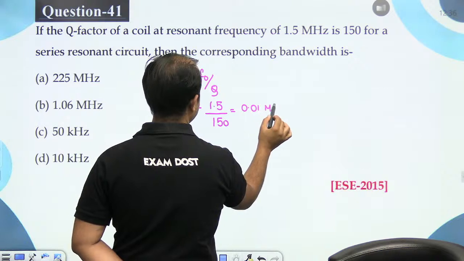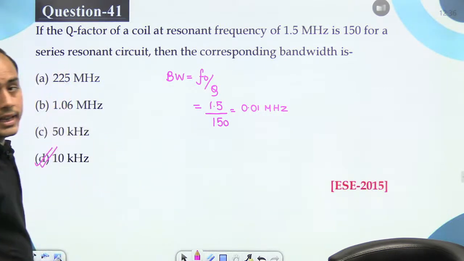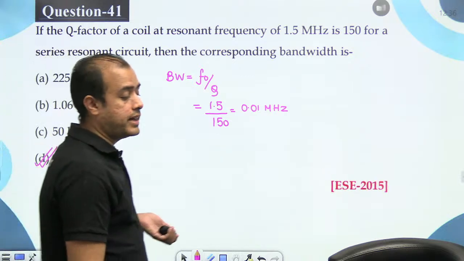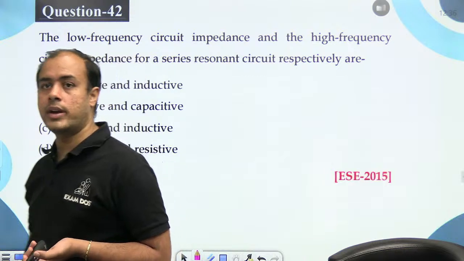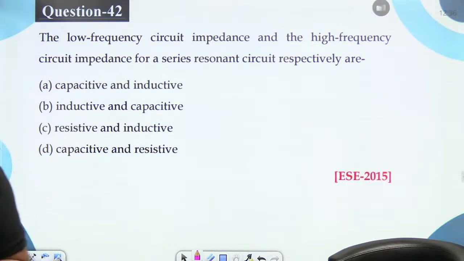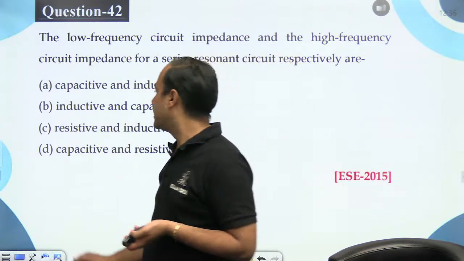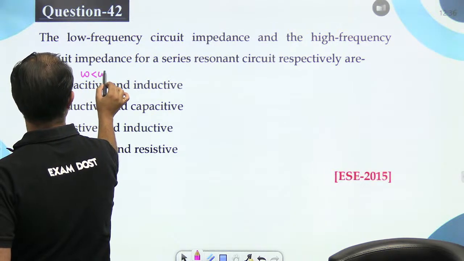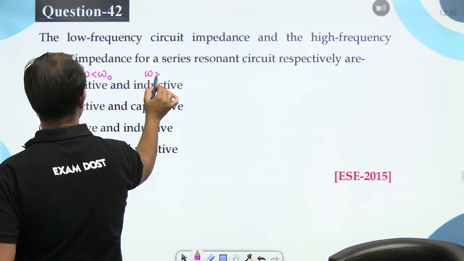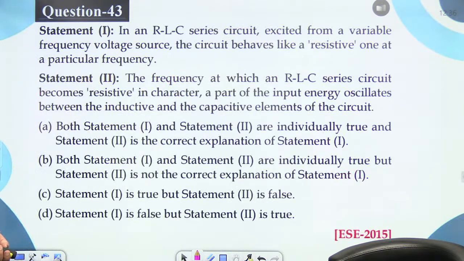0.01 megahertz, that is 10 kilohertz. So in resonance topic, take care whether you are dealing with hertz or radian per second. The low frequency circuit impedance and high frequency are respectively. What is the nature of impedance at low and high frequency? Capacitive and inductive. So at omega less than omega naught, capacitor dominates. At omega greater than omega naught, inductor dominates.